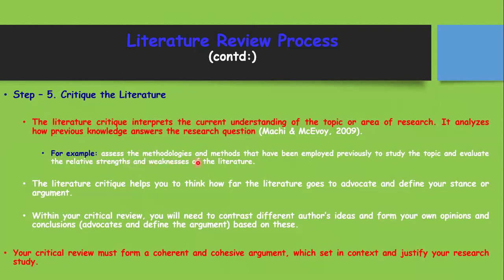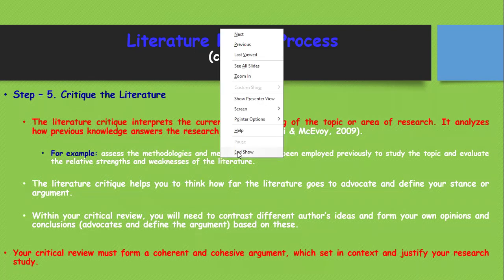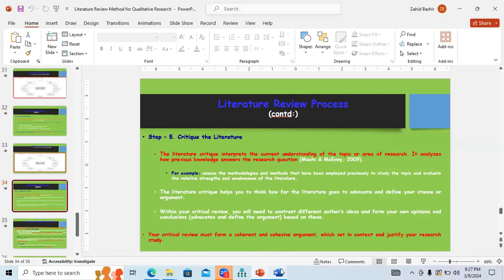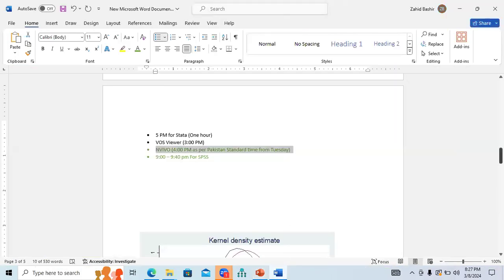For example, assess the methodologies and methods that have been employed previously to study the topic and evaluate the relative strength and weakness of the literature. Maybe your purpose of doing a future research is based on method or methodologies, that in previous research this and this method has been employed, and you find out the weakness that this and this method has not been applied to consider a particular research.